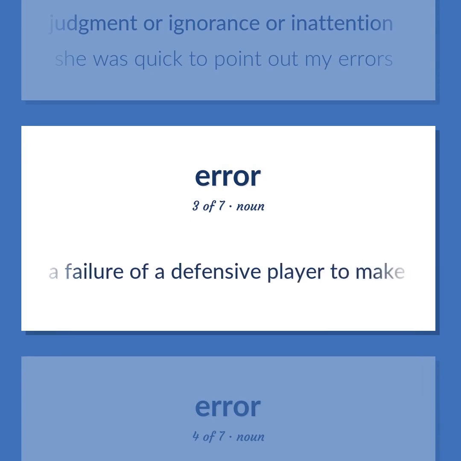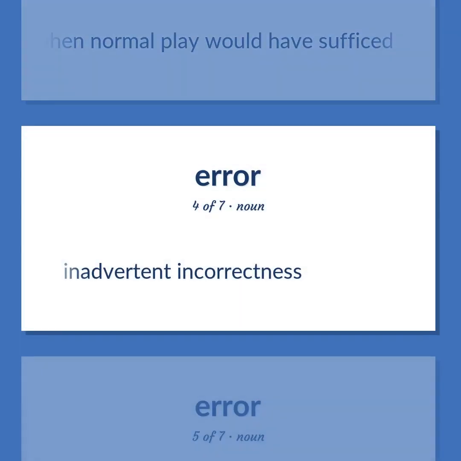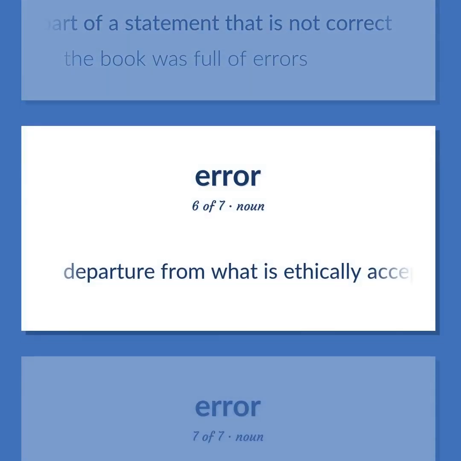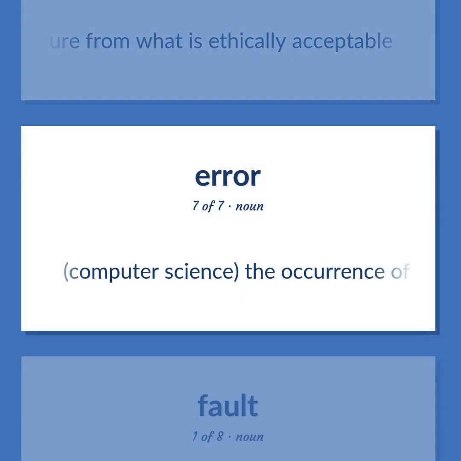Baseball. A failure of a defensive player to make an out when normal play would have sufficed. Inadvertent incorrectness. Part of a statement that is not correct. The book was full of errors. Departure from what is ethically acceptable. Computer science. The occurrence of an incorrect result produced by a computer.